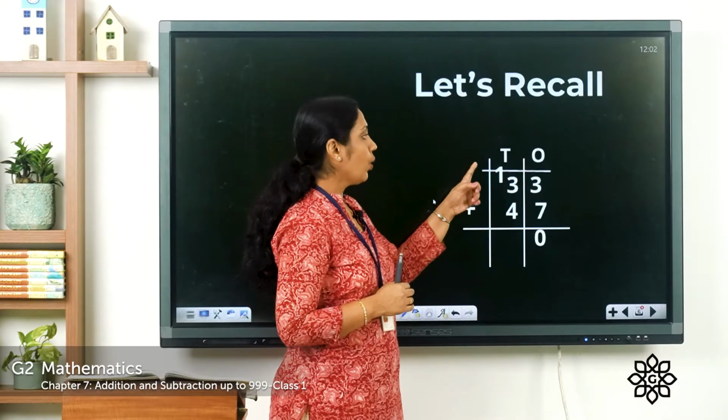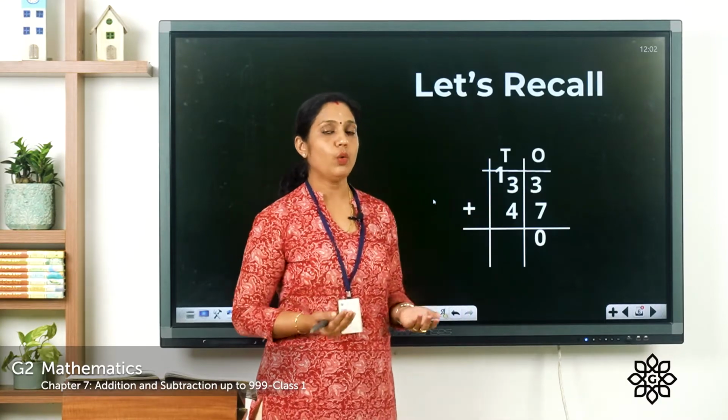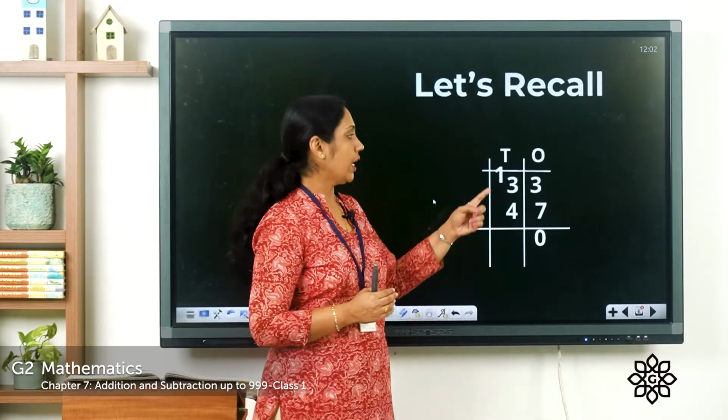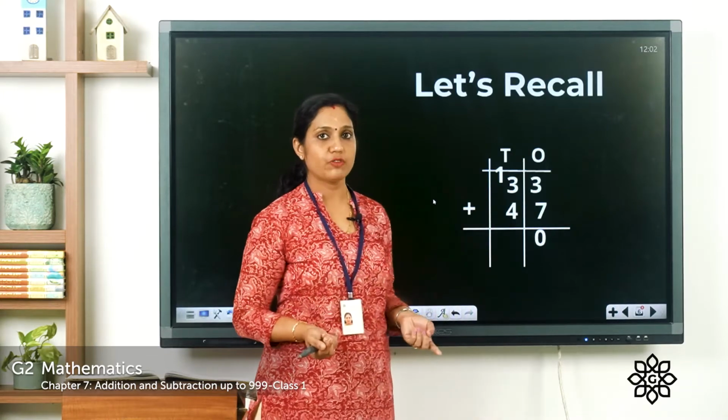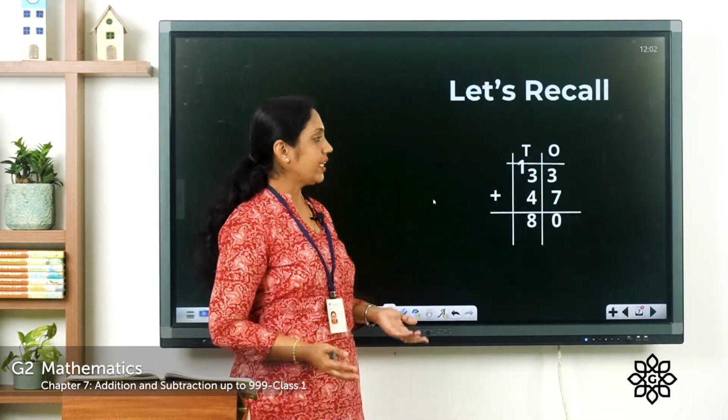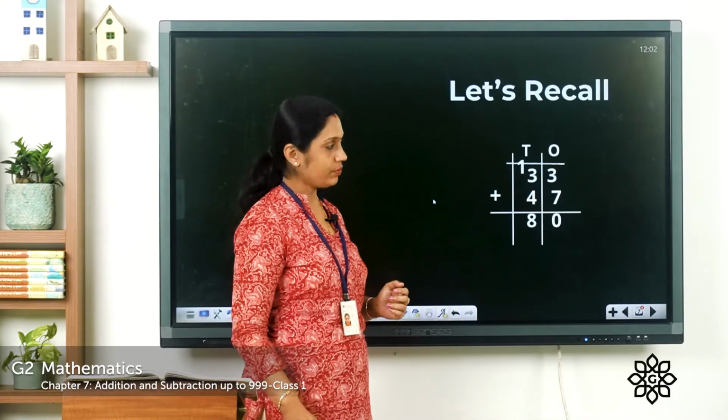So now let's start. 1 plus 3. 1 plus 3 is 4. And again 4 plus 4. 4 plus 4 is 8. So we get the answer 80.